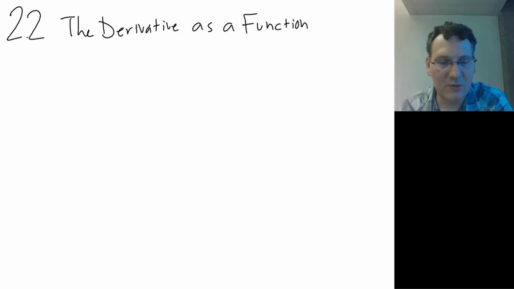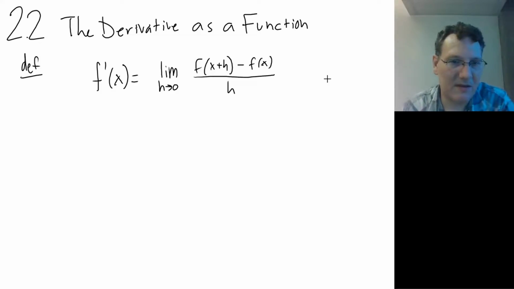Okay, this is section 2.2, the derivative as a function. Before, we were looking at the derivative of a function at a certain value. Now we're going to consider the derivative of a function as a function in its own right. So we'll define the derivative of f, and we'll denote it as f prime. This is the notation that's commonly used. F prime of x is how it's read.